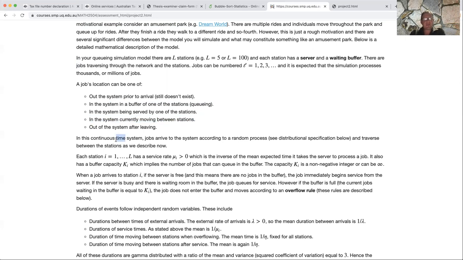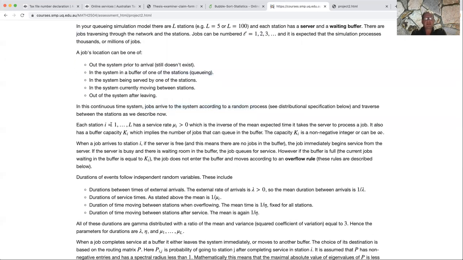This is a continuous time system, but you're going to do a discrete event simulation. Jobs arrive according to a random process, which is just an independent sequence of inter-arrival times that are gamma distributed. Then they traverse between the stations. Each station has a service rate. That number mu means how fast the station can serve. 1 divided by mu is the mean service duration for a station.